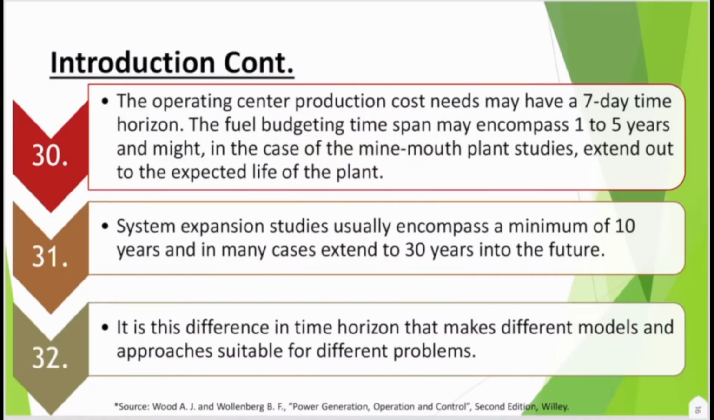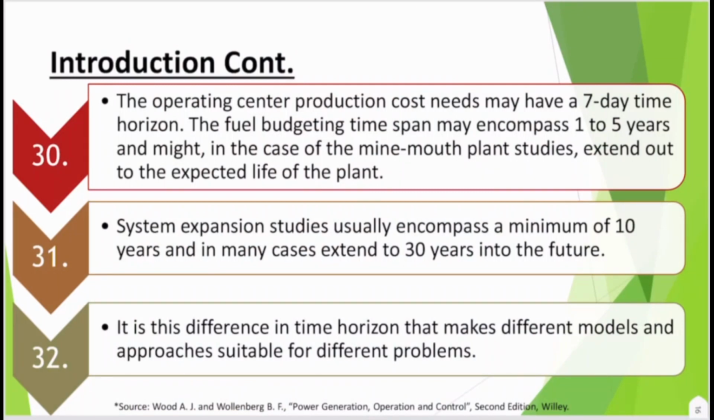The fuel budgeting time span may be 1 to 5 years, because you just have a long-term contract. And in case of mine mouth plant studies, it extends to the expected life of the plant. System expansion studies usually encompass a minimum of 10 years, and may extend up to 30 years in future. It is this difference in time horizon that makes different models and approaches suitable for different problems.